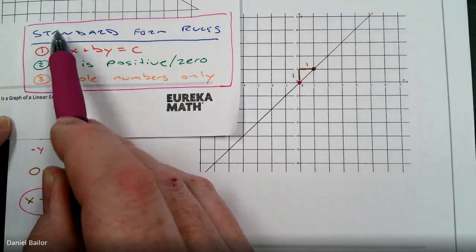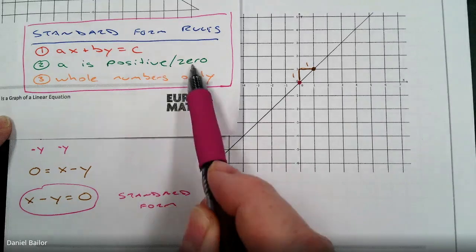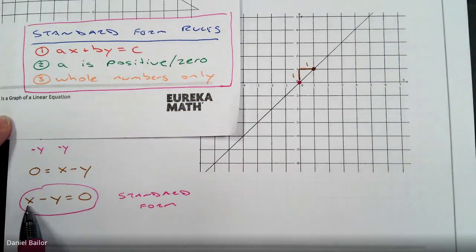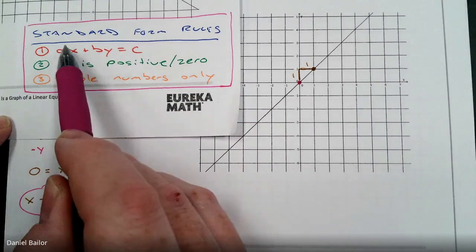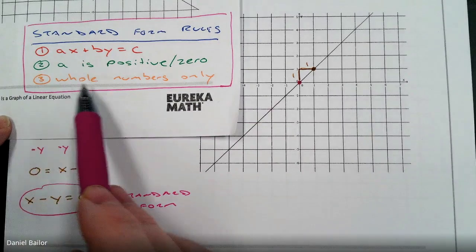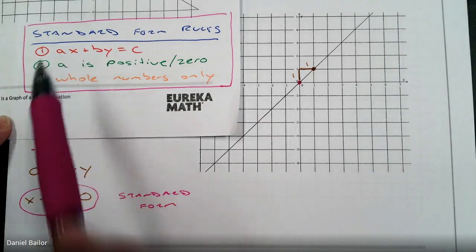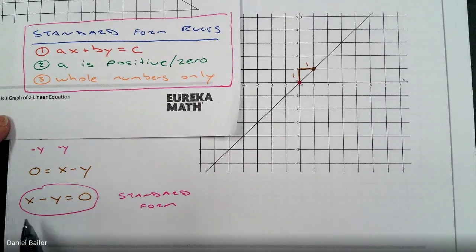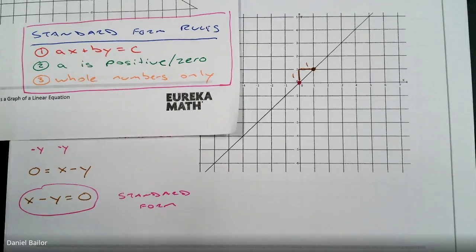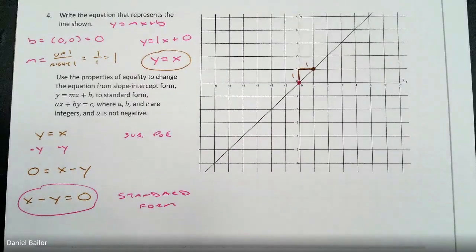Number one, check. A has to be positive or 0. Well, we have 1x, that's positive. 2, check. 3, whole numbers only. Well, 1, negative 1, and 0 are integers. So they're not fractions. They're not decimals. So check, integers. So the right form, A is not negative, and we only have integers. That is standard form. So that is the answer to number four.